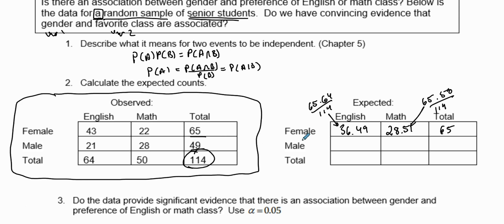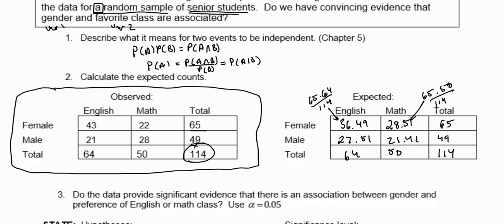We do the same thing for all the other ones. We take 49 times 64 divided by 114, and we'll have 27.51. And you can fill up this table. We have 49 times 50 divided by 114, so we have 21.49. Again, this is going to equal 114 here, and these add up to 64 and 50. So we have our expected values.